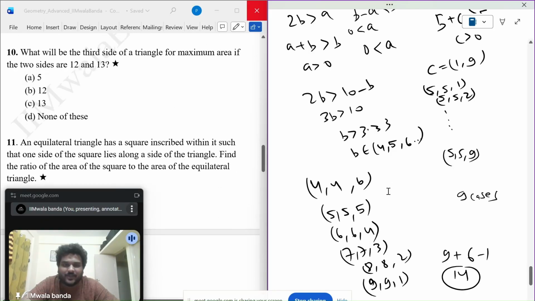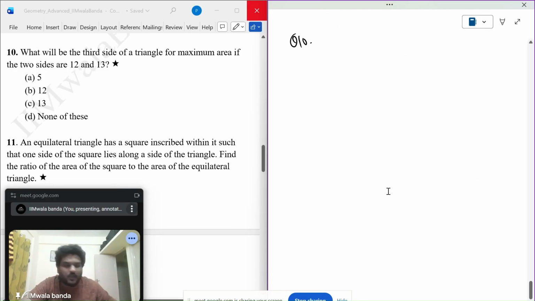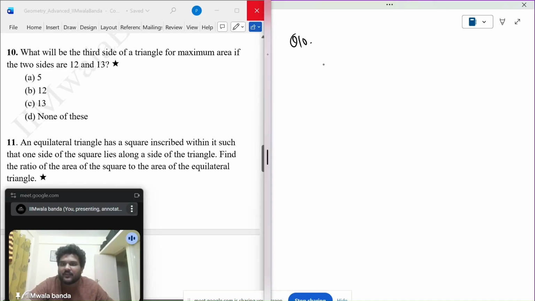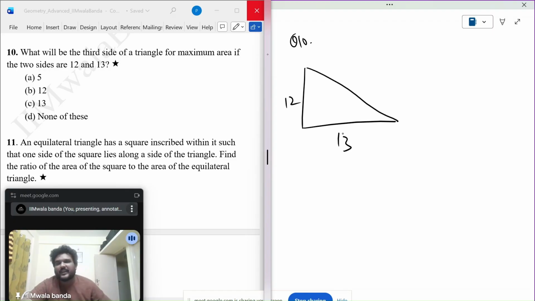Let's go to question number 10. What will be the third side of a triangle for maximum area if the two sides are 12 and 13? See, we cannot directly assume it to be a right angle triangle and say this. This is also one of the cases, but we cannot assume it.